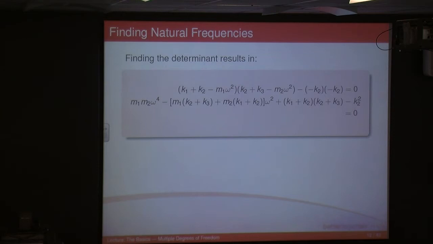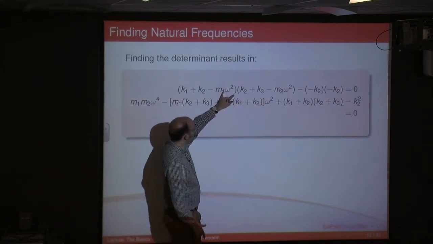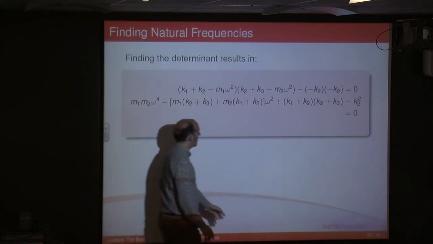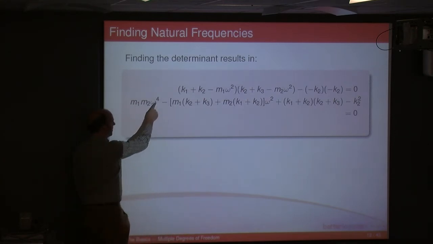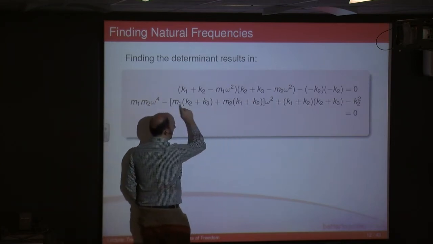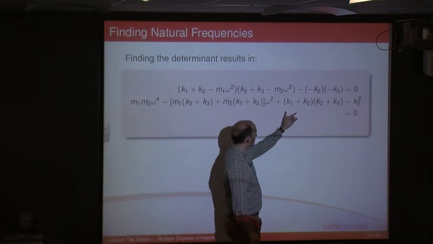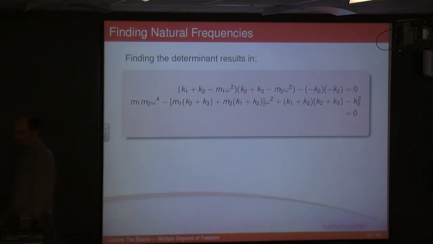Now if you take those diagonals, the first term and the fourth term, multiplied together, minus the other two multiplied together, and expand it out, you end up with m1 m2 times omega to the power of 4, then omega to the power of 2 multiplied by all this lot, and then omega to the power of 0, which is this minus this. I shan't bore you with the maths, but it's quite straightforward to multiply out those terms.